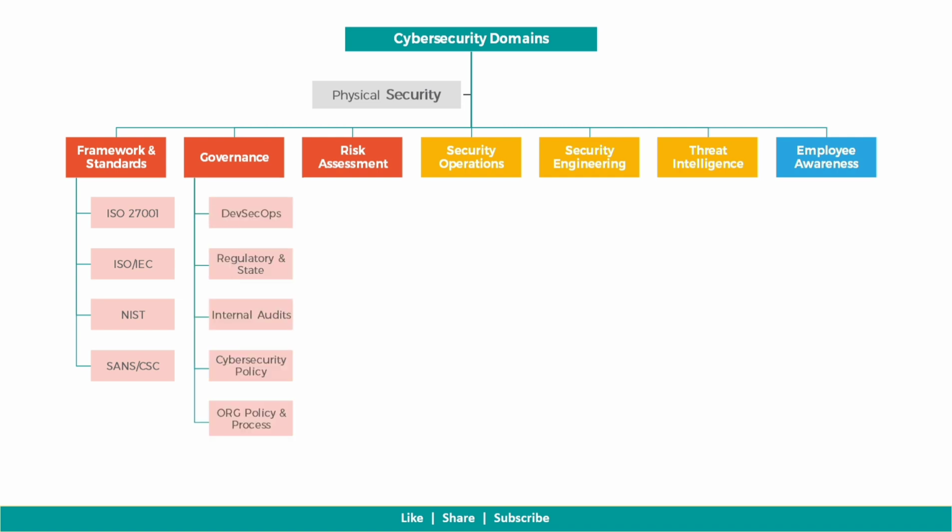The next domain we have is the governance domain. This includes areas like DevSecOps, where you guide your business teams to adopt security principles right at the development stage. It also includes compliance to regulatory requirements and state requirements, conducting internal and external audits, framing and continuously updating the cybersecurity policy, and defining the organization-level cybersecurity policy and processes. This is a very important stage, because the design drives the actions in other domains or functions. So we need to ensure we consider all factors, and review the policy and framework multiple times, before baselining it.